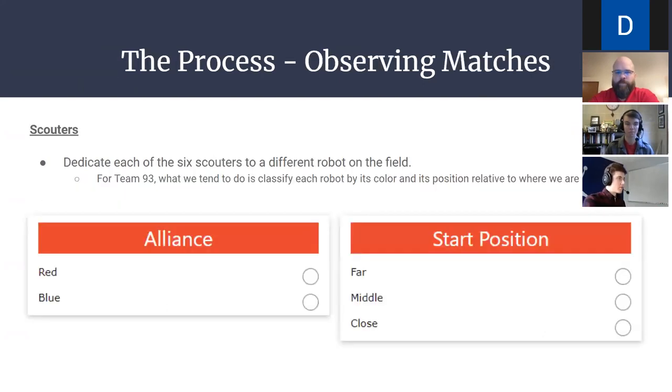So for the scouters observing the matches, right when the doors open, we bring 6 scouters and someone usually from strategy to make sure everyone is doing everything properly. And we'll dedicate each of the 6 scouters to a robot on the field. You can do it any way you want, but for Team 93, each person is dedicated to a position on the field for the starting position of the robot. So one person would take care of the robot on the red alliance furthest away from the stands, in the middle, and then the close, and then same for the blue side.